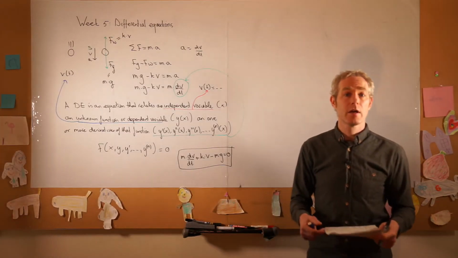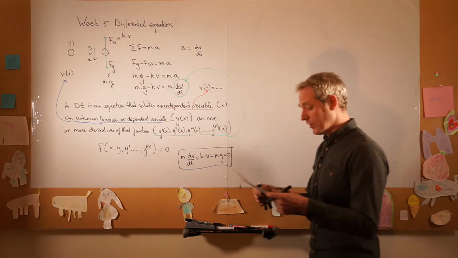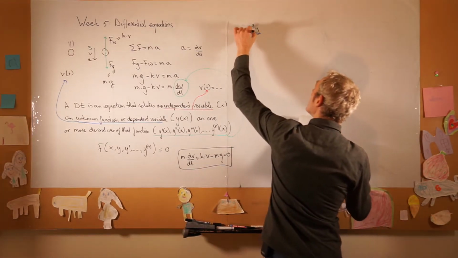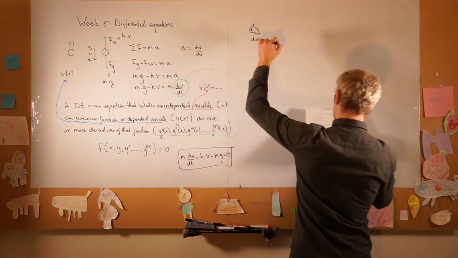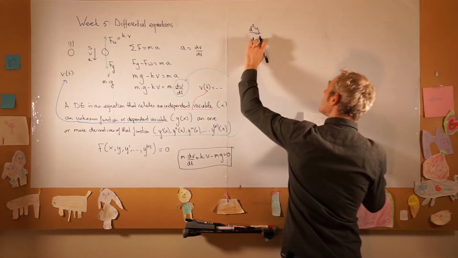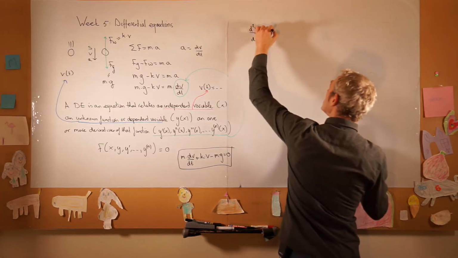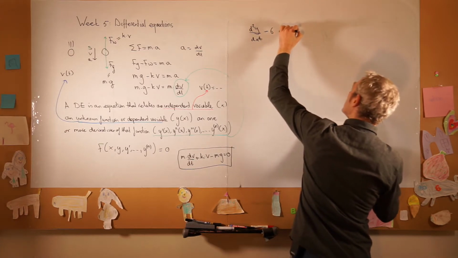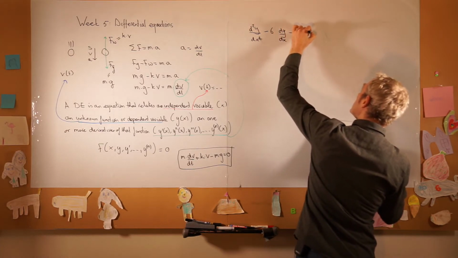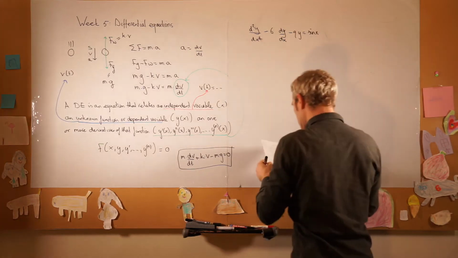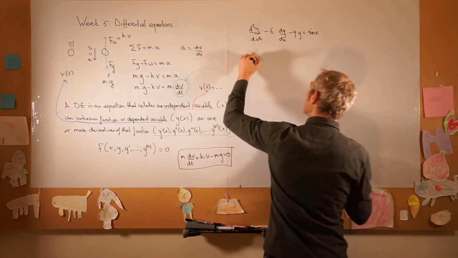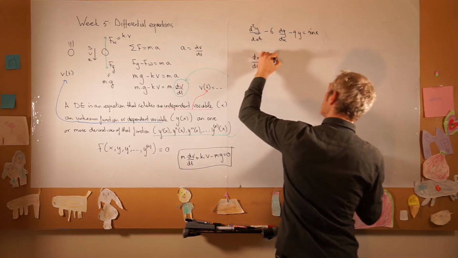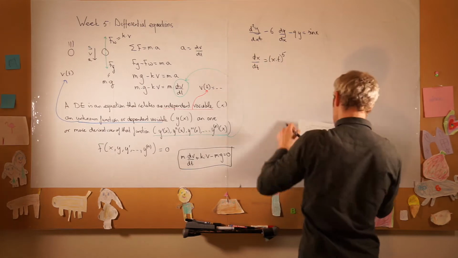So let's consider 3 examples of differential equations. The first one will be d squared y dx squared minus 6 dy dx minus 9y is equal to sine of x. Another example, dx dt is equal to x times t to the power of 5.